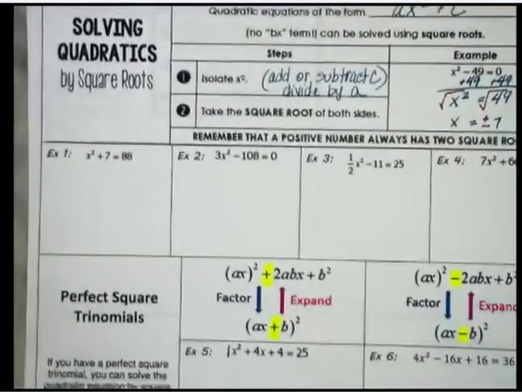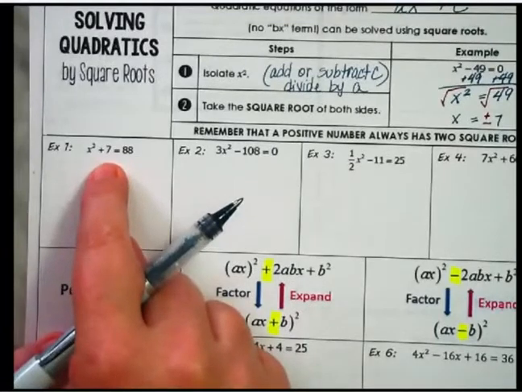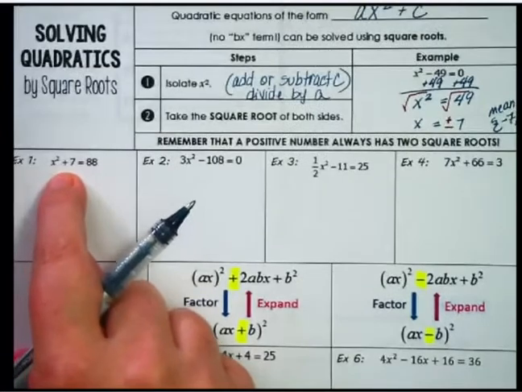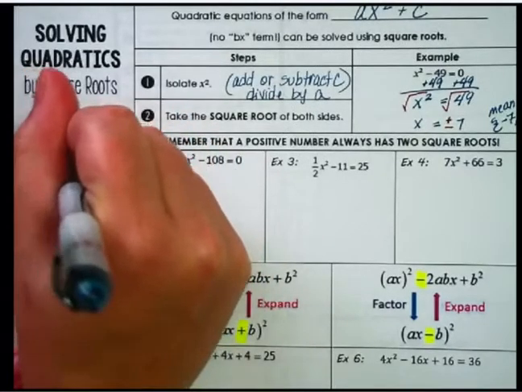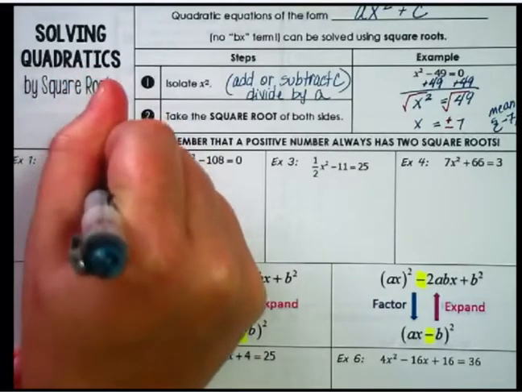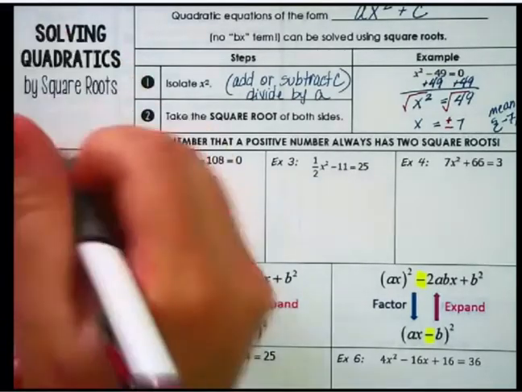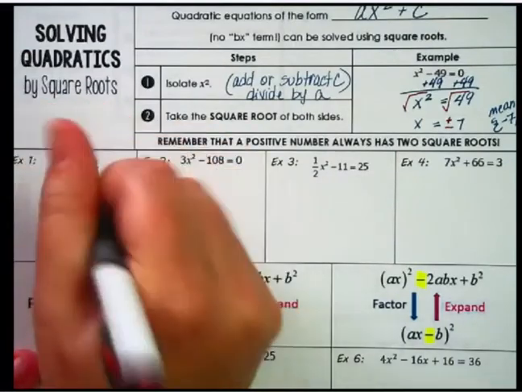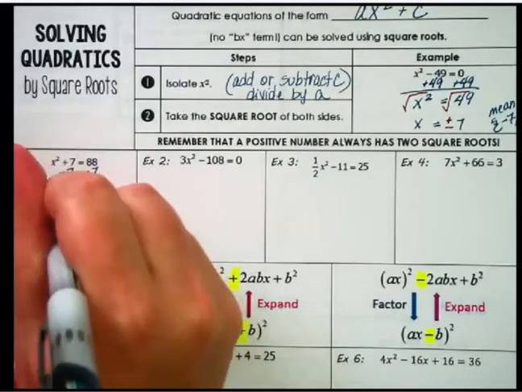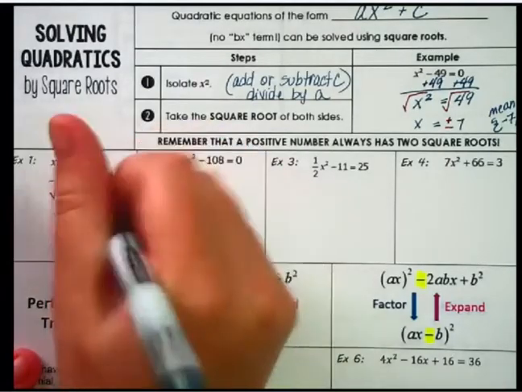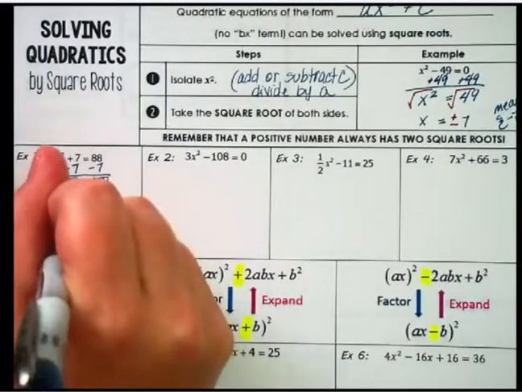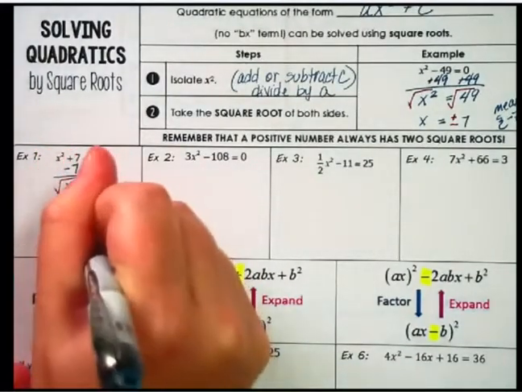So let's look at the first official example. To get this x squared by itself, I need to go ahead and subtract 7 from both sides. Subtracting 7, I get x squared equals 81. If I square root both sides, I know that I'm going to get a plus or a minus x, and then the square root of 81 is 9. So my 2 solutions are -9 and +9.